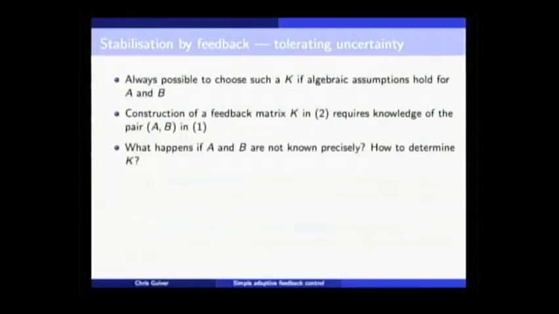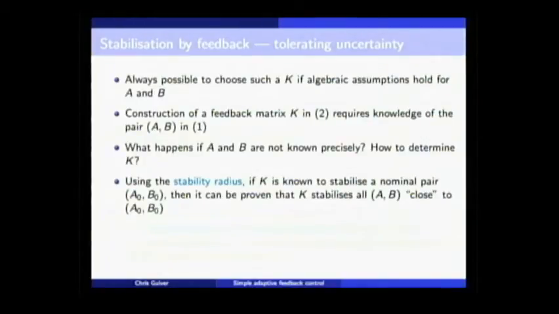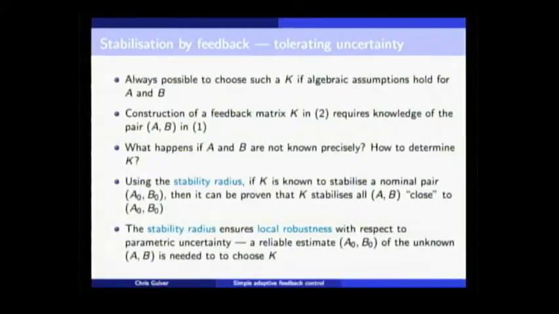Well, what happens if you don't know A and B well? Using the stability radius, which is a concept from the 1980s, more or less by continuity, if you know K works for a given A naught, B naught, then in fact it stabilizes all A, B close to A naught, B naught. So this is a local robustness idea. I need a reliable estimate, and then I can stabilize in the neighborhood of that estimate.